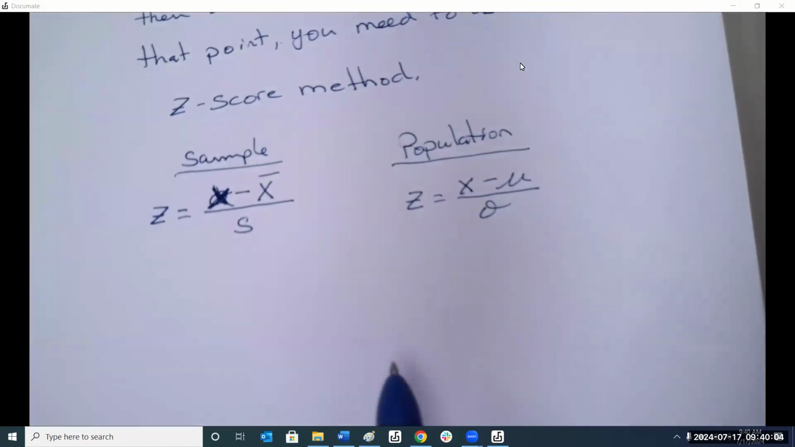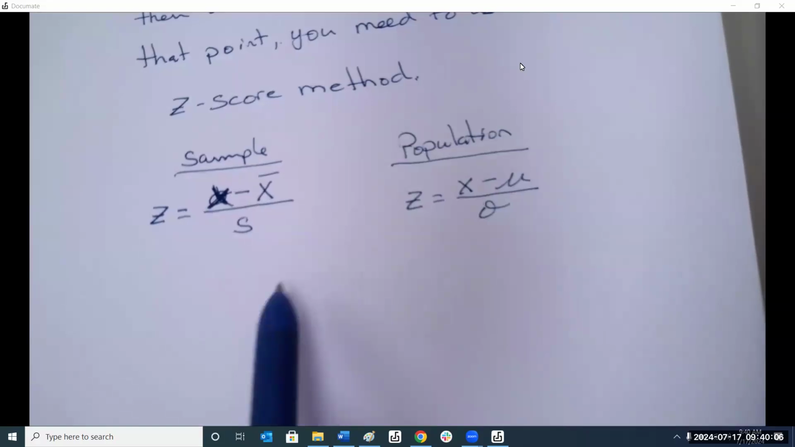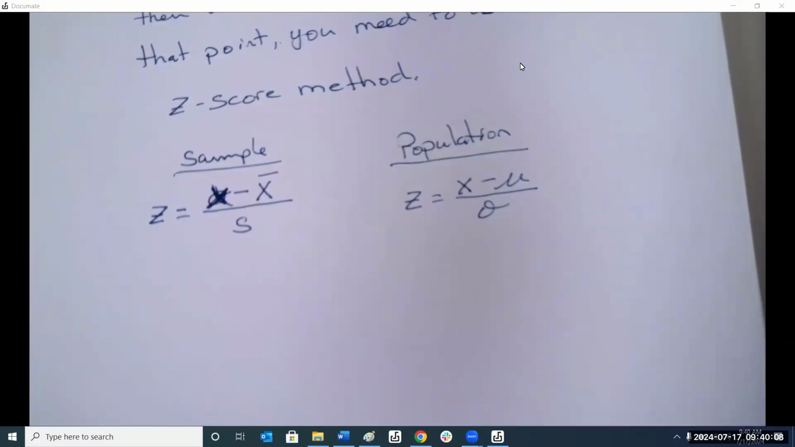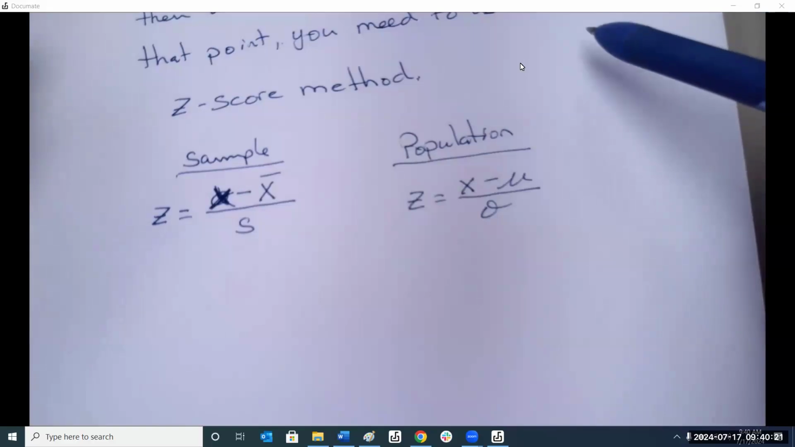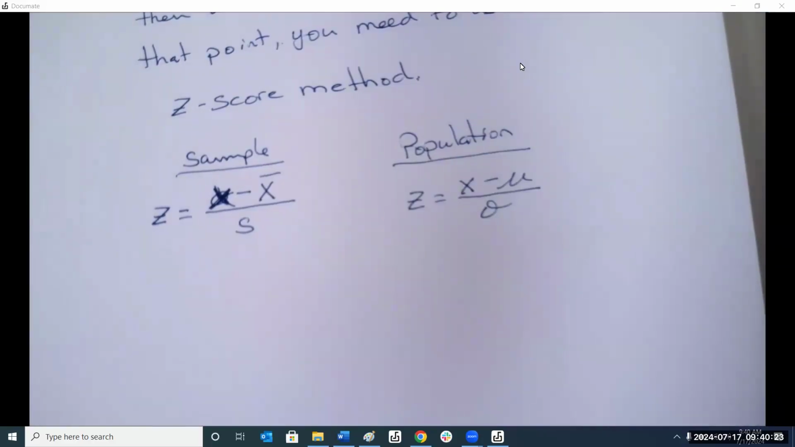And once we determine what the z value is, we have to look it up on the table. The table will tell us the percent of data from that point. But we first have to convert it from our mean and deviation to our z-scores.